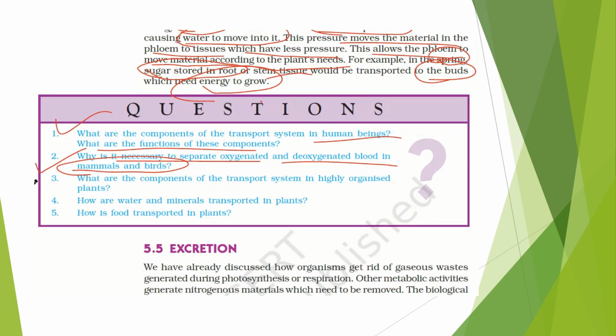What are the components of the transport system in plants, which is highly organized? How are water and minerals transported in plants? Today only I have told you. And how is food transported in plants? Very easy. The earlier two questions were discussed in the previous class, and these three we have studied today. So please go through the previous part which I have already discussed. The previous episode on transportation I will also put in the description box, as well as a link above.